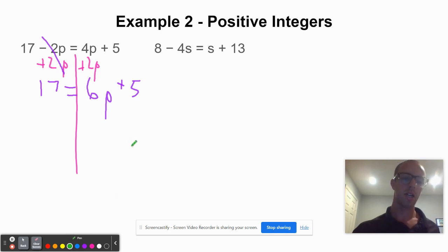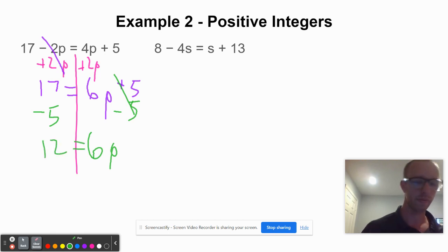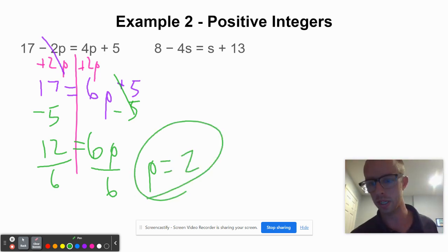Yay. All right, so we have the variable on this side. I got to get rid of the constant. The constant is the number by itself, so that's a positive 5. The opposite of a positive 5 is a negative 5. I do it to both sides. I get 6p is the only thing left on this side, equals 12. The coefficient represents multiplication. To get rid of multiplication, I do division. Divide each side by 6, and we get p is equal to 2. All right, because 12 divided by 6 is 2.